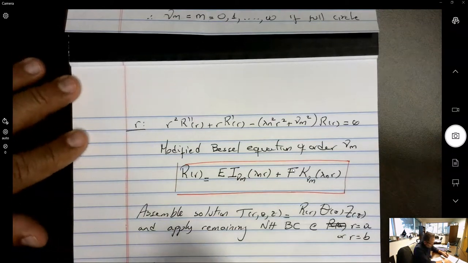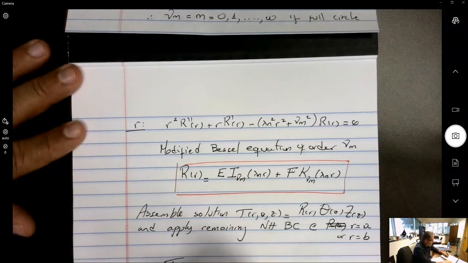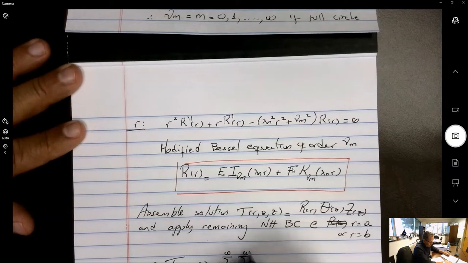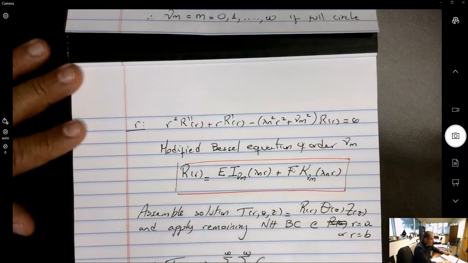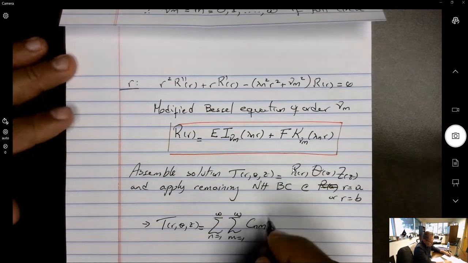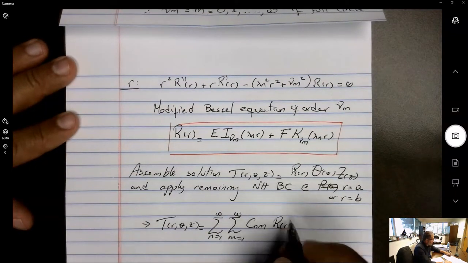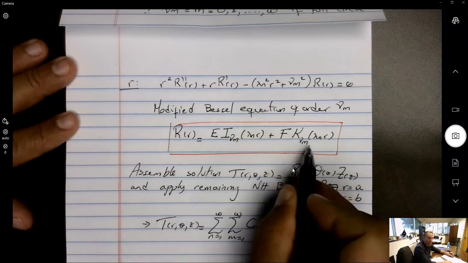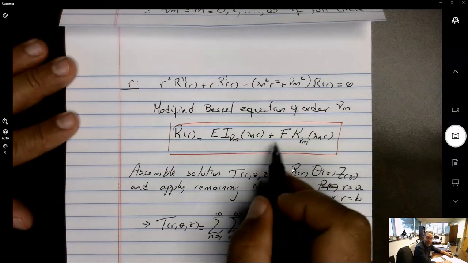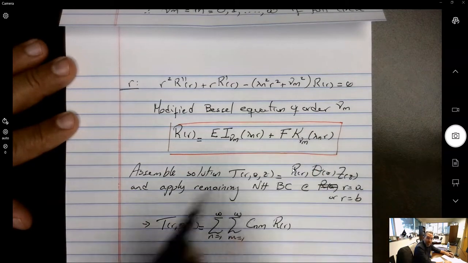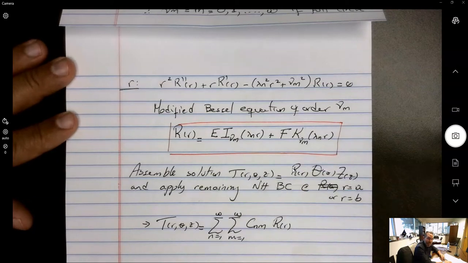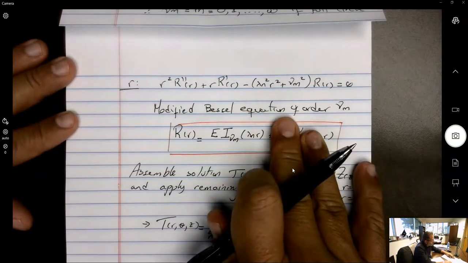So at the end of the day, the general solution would be a double summation from n equal 1 to infinity, m equal 1 to infinity, constant of integration C_nm times whatever R of r is, whichever of the two remains. So if it's a solid cylinder, remember f has to be 0 because the modified Bessel function of the second kind is infinity. So for a finite solution, this will go away.